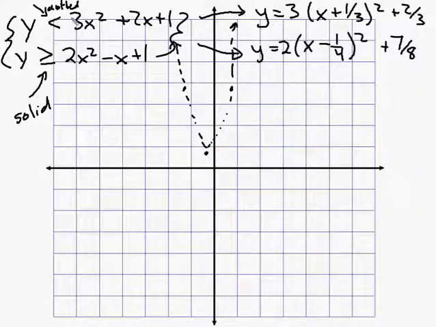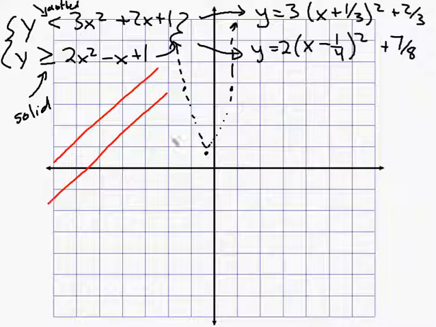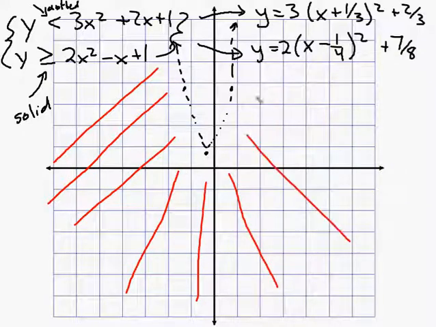Now, this is less than. So I should shade below this line. Does that make sense? Below? So I would shade lightly with my pencil all this way.